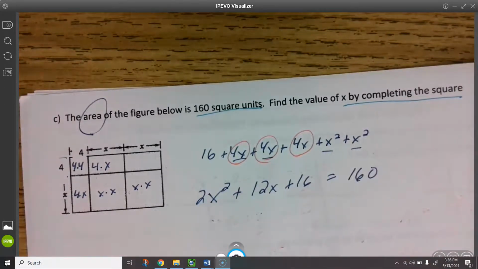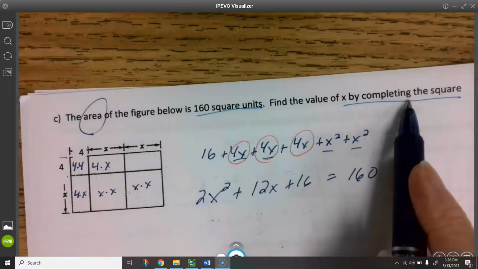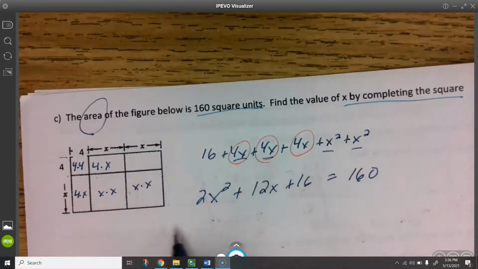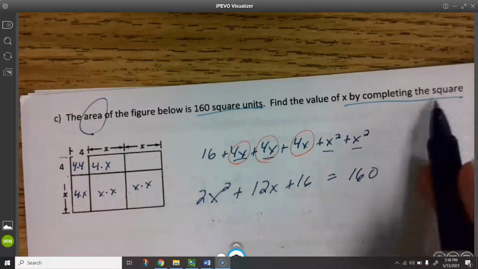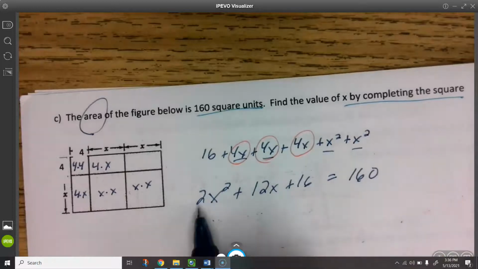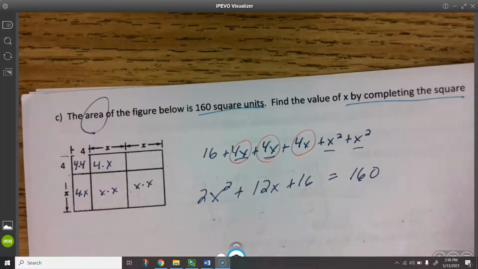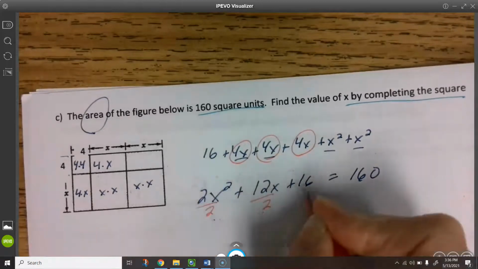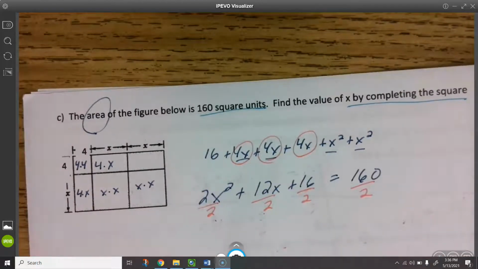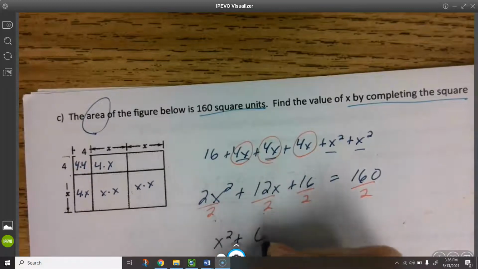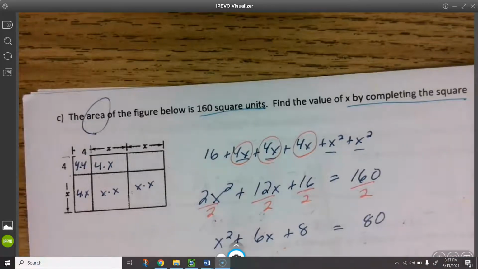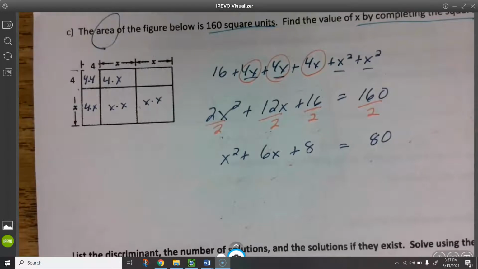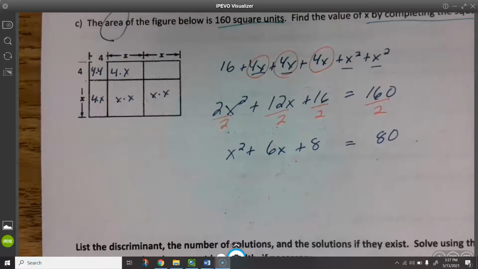Okay? Now, the next thing we need to realize is that we're going to solve this by completing the square. So let's be perfectly honest. If I were solving this one, I'd bring that 160 over and solve by quadratic formula. But they said complete the square. We're going to complete the square. In order to complete the square, a has to be 1. So the first thing I'm going to do is divide everything through by 2. And therefore I have x squared plus 6x plus 8 is equal to 80. Okay? So that's what we're going to be solving by completing the square. Okay, so now we're just going to have to move the 8 over.